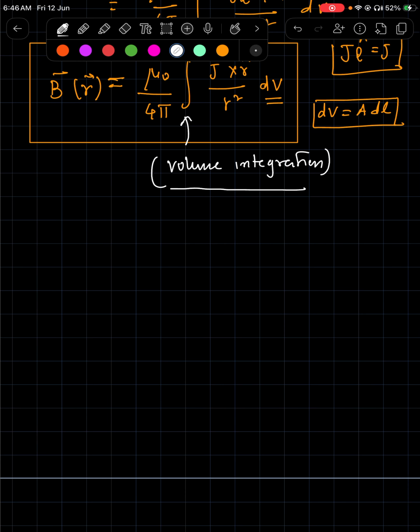And the third case is when the magnetic field is due to a moving charge, a moving point charge, I should say. So now we are going to consider the magnetic field due to a moving point charge.